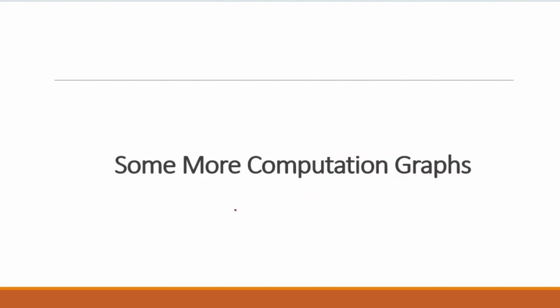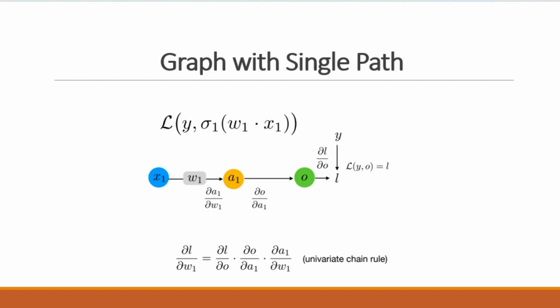Just some more computational graphs that will be relevant, or that are kind of related to deep learning. Let's explore these as well. So here we have an example of a graph with a single path. You can maybe think of it as a simple Adaline or logistic regression model. This would be the full graph based on what I have shown you earlier. In the previous slide, I showed you only this part.